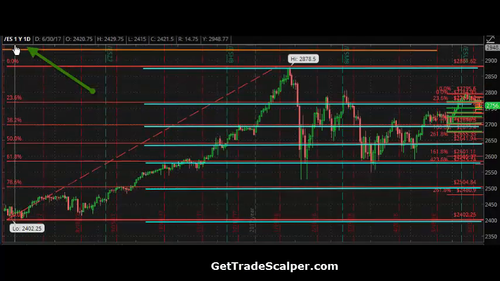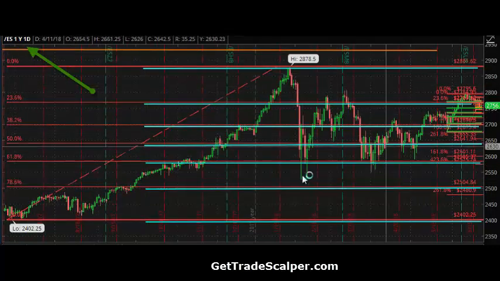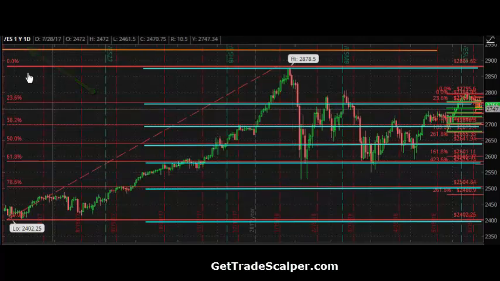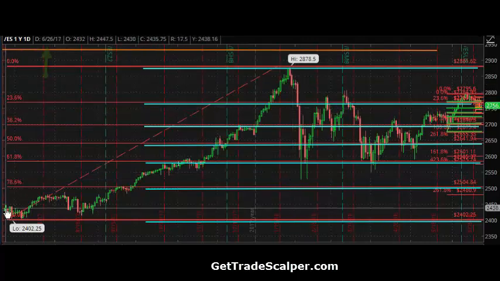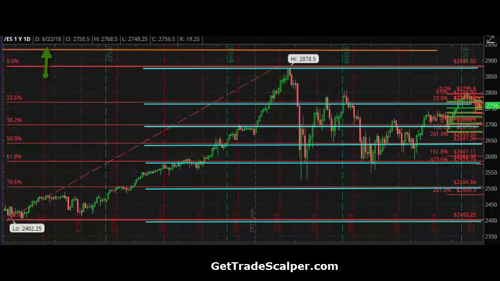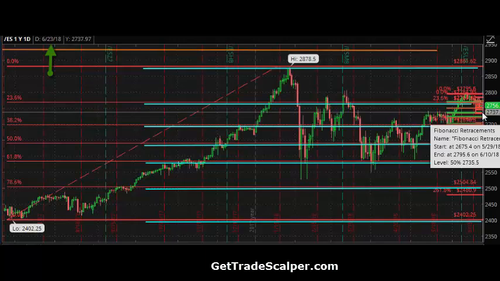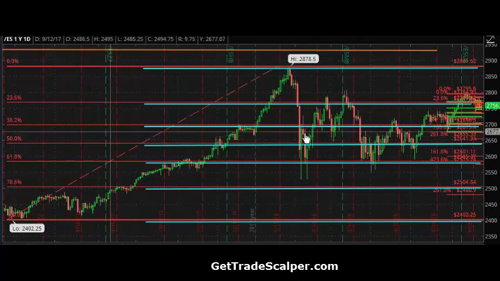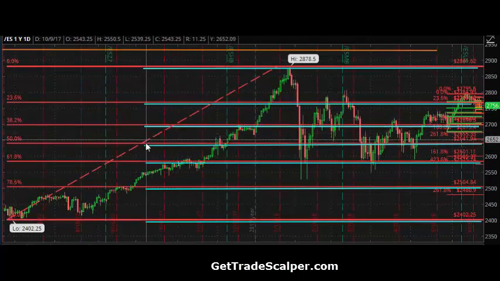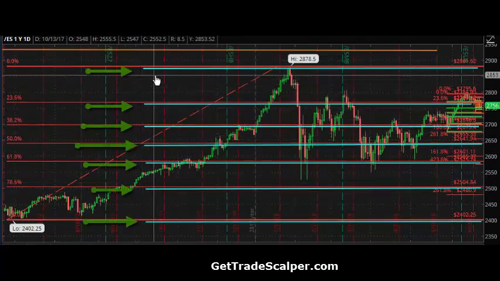Same ES, 1 year worth of data, right? As you can see over here at the top, 2317, all the way over to the right here, 2318, full year, right? Now, on these dailies, I went ahead and I marked those levels in blue.